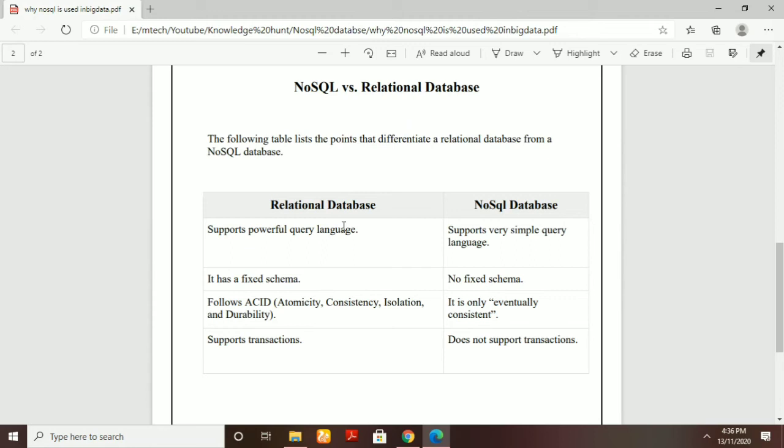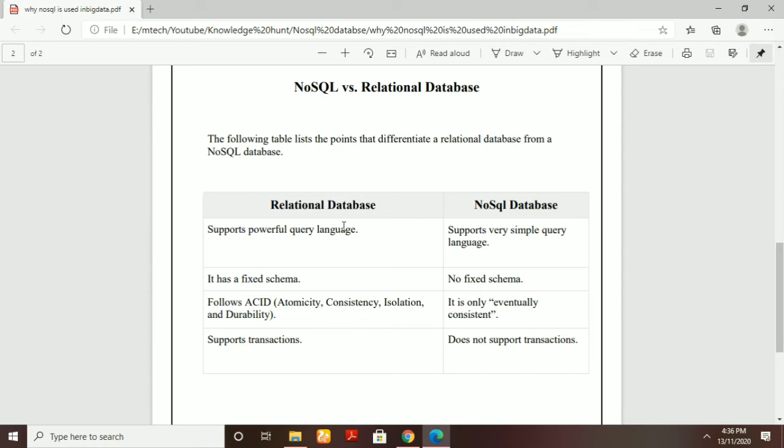In a relational database, we have a fixed type of schema which should be followed whenever we are writing the queries. Whereas in NoSQL, there is no such fixed schema. This is an additional advantage of NoSQL for programmers. We know that relational databases follow the ACID properties, that is atomicity, consistency, isolation, and durability. These four properties are followed by relational databases, that is MySQL or SQL, whereas NoSQL databases only follow the eventual consistency factor.